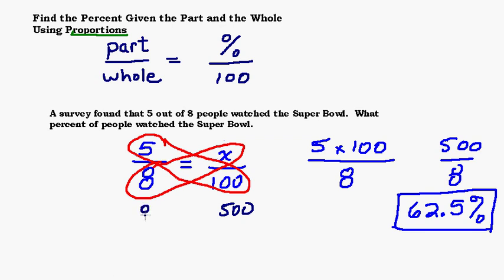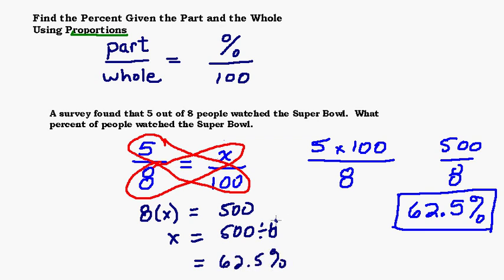So we get 8 times x equals. And then to find out what x is, we just divide by 8. 500 divided by 8. And that's exactly what we did over here. And that came up with 62.5.